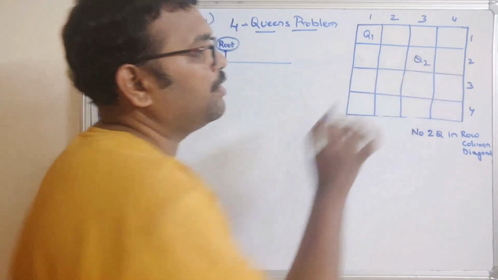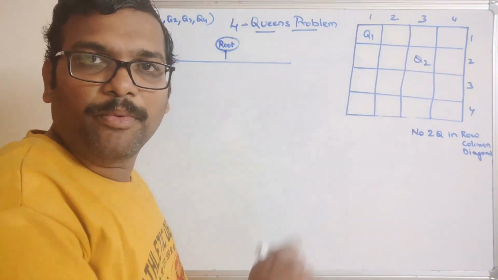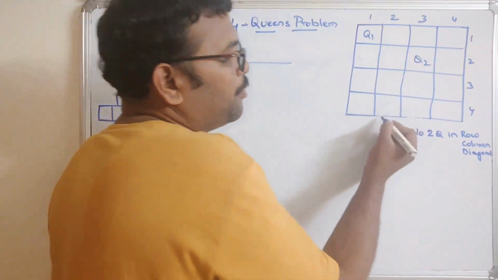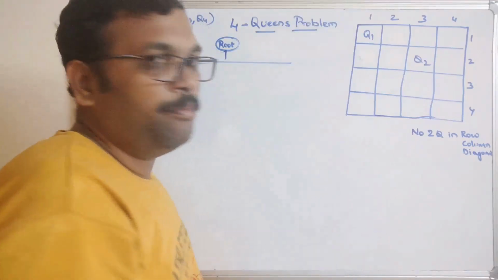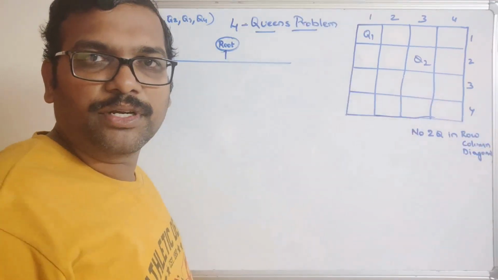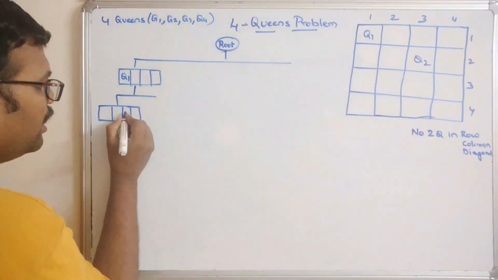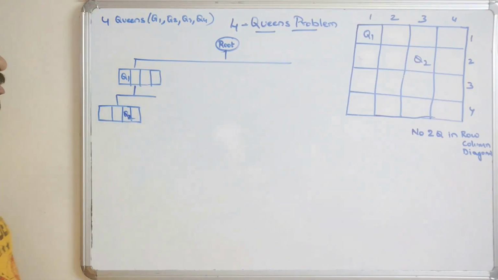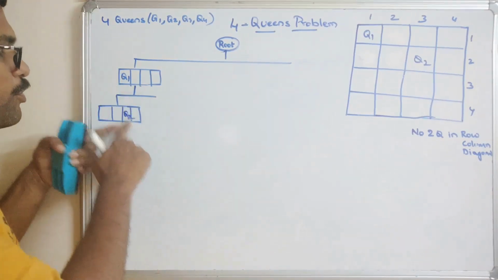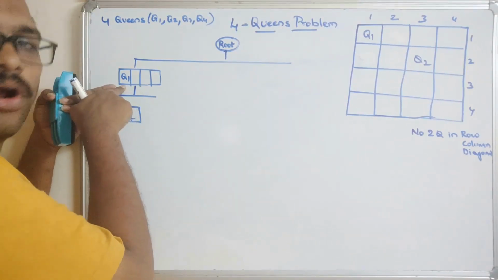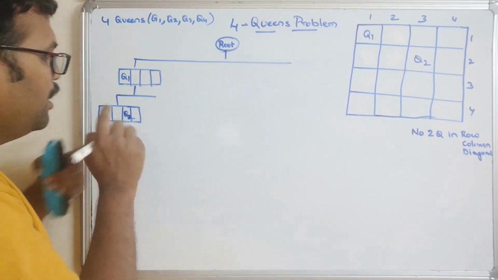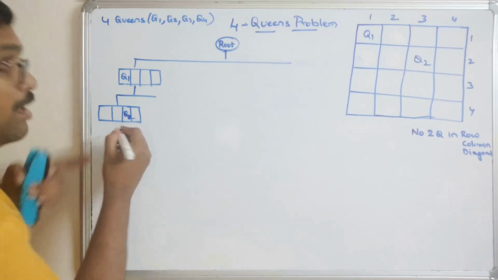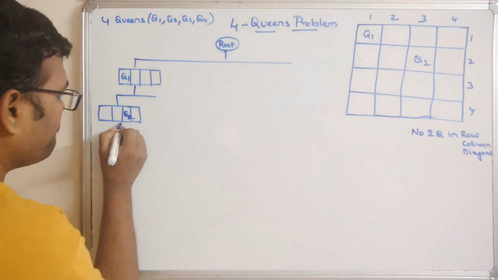What about here? Yes, there is no problem. Here you can see both Q1 and Q2 are not in the same row, not in the same column, and not in a diagonal position. Yes, so here we are placing Q2. Q1 in the first column, Q2 in the second column. Next, what about Q3?